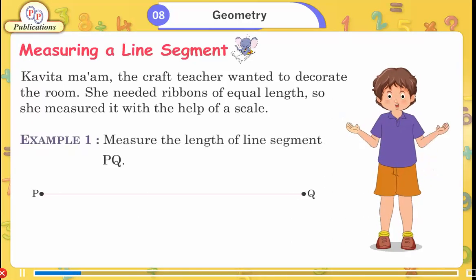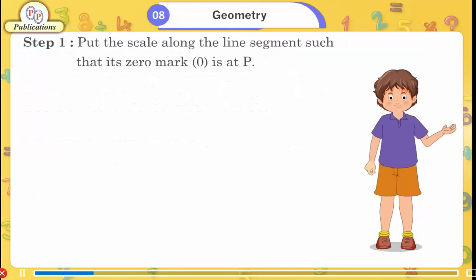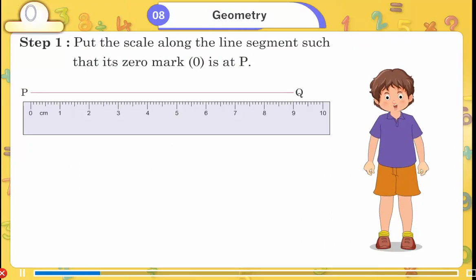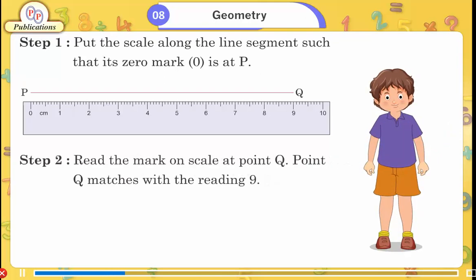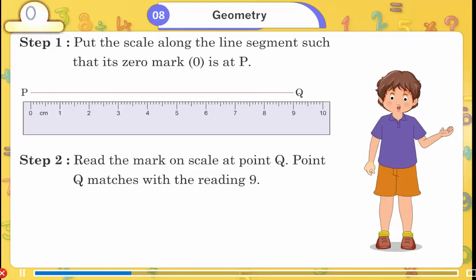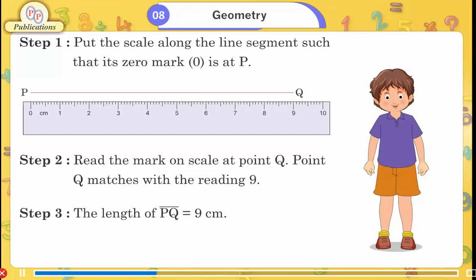Example 1. Measure the length of line segment PQ. Step 1. Put the scale along the line segment such that its 0 mark is at P. Step 2. Read the mark on the scale at point Q. Point Q matches with the reading 9. Step 3. The length of PQ is 9 cm.